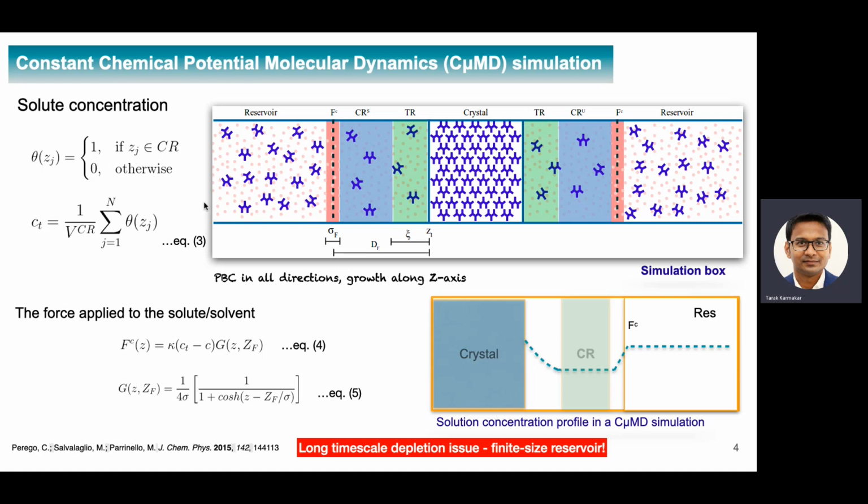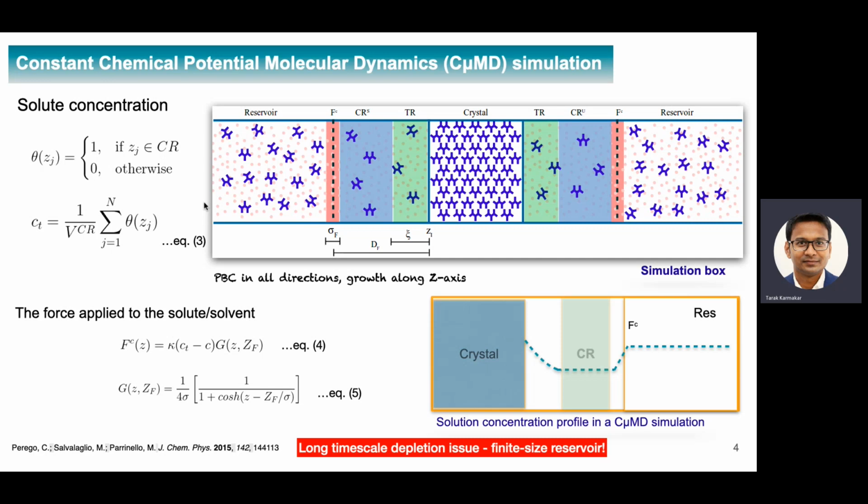To grow crystal at constant solution concentration, Perego et al. developed the constant chemical potential method, in which the solution concentration near the growing crystal surface, called the control region, which is shown on the schematic as CR, is kept constant by applying a force, which is shown in the orange region on the schematic. This force region acts as a membrane, which allows the solute particles to diffuse into the control region depending on the solution concentration, and thereby allows the crystal to grow in the presence of constant solution concentration.